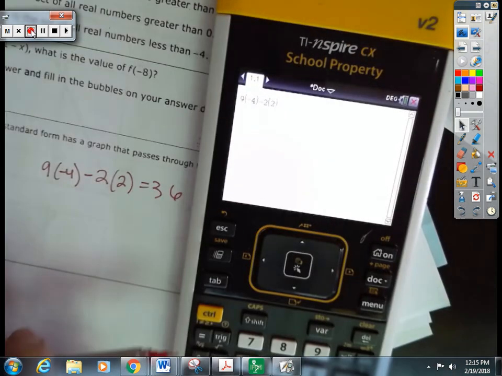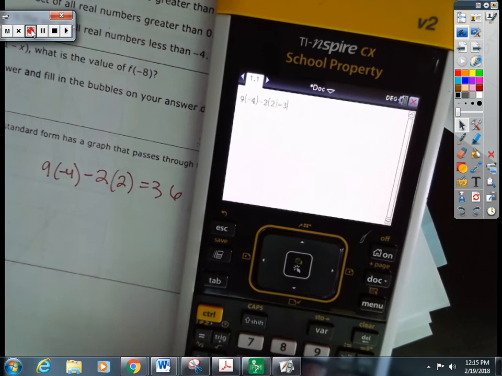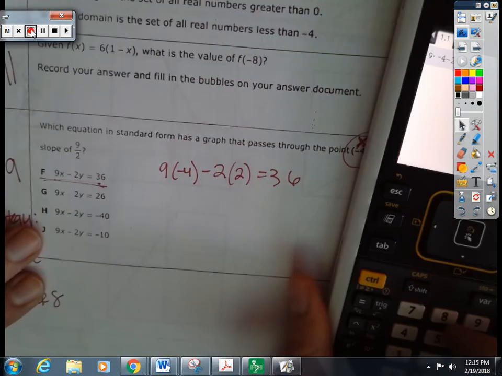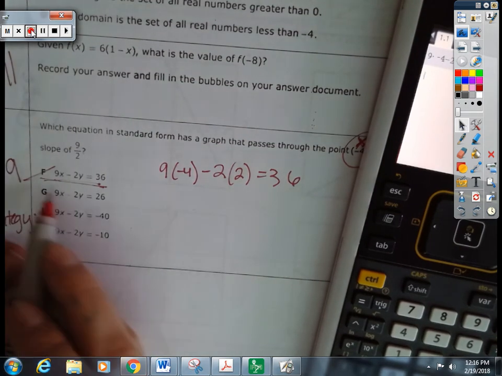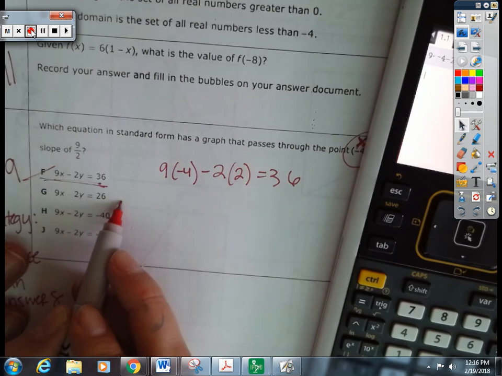I got the answer. Then you type in 36. And you get false, which means that one is not correct. So what are you going to do next? Try the next answer. If that one works, perfect. If it doesn't work, try the next one.